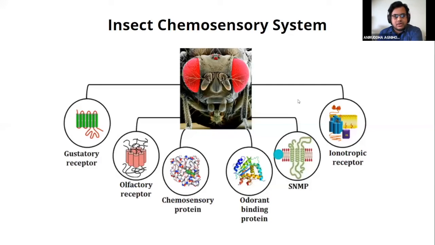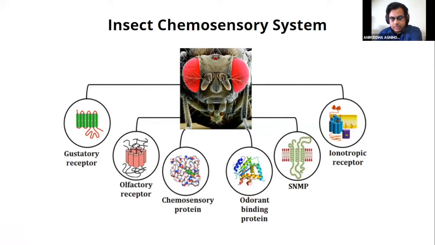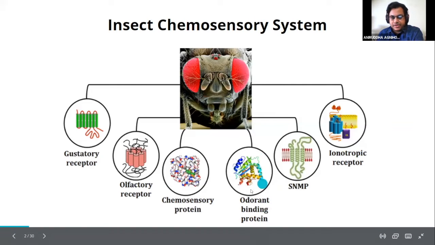So if we try to see at a glance the insect chemosensory system, there are different components involved in it. Some of them are membrane bound proteins like gustatory receptor and olfactory receptor, and some of them are soluble proteins, which all work together to generate the chemosensory signals. Today's presentation is focused on odorant binding proteins.